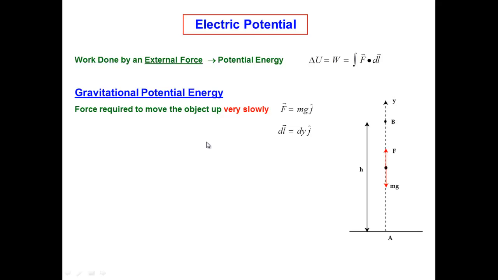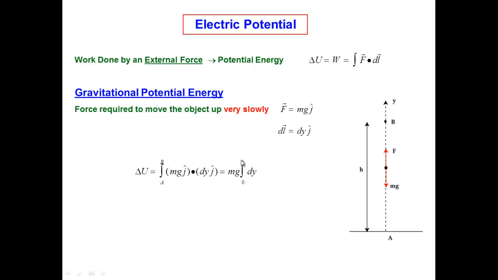And we look at the integral of F dot dl, because that gives us the work done by the force, and the force vector is upward with a magnitude mg. The dl vector, the infinitesimal displacement, is also upward with a magnitude dy, and so the dot product of those two vectors, since they're parallel, is just mg times dy.